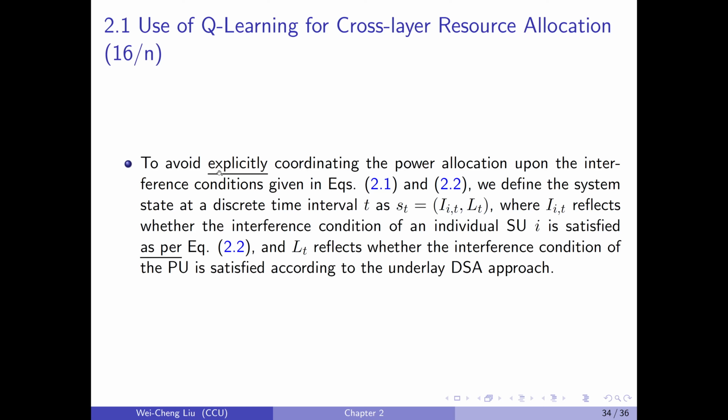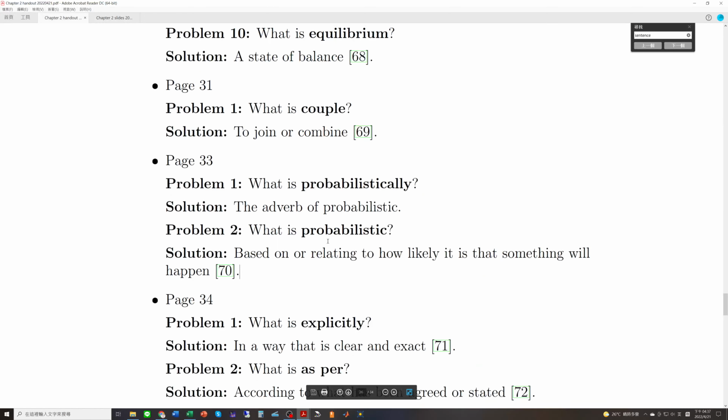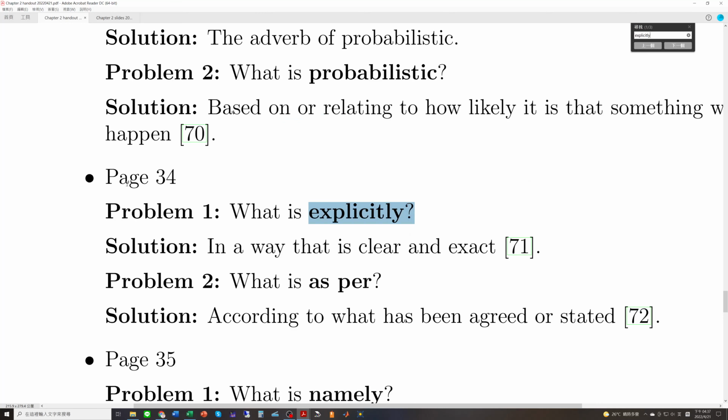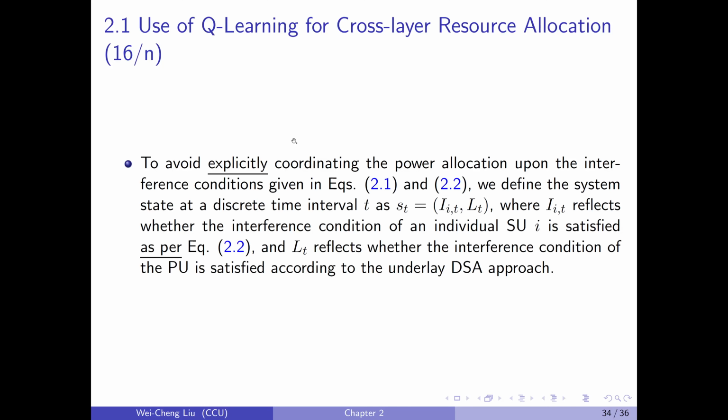Okay, to avoid explicitly. Okay, what is the meaning of explicitly? Let us look at the handout. Okay, explicitly. Okay, page 34, problem 1. What is explicitly? Solution: in a way that is clear and exact. Okay, let us go back to the slides. To avoid explicitly coordinating. Okay, what is the meaning of this word?